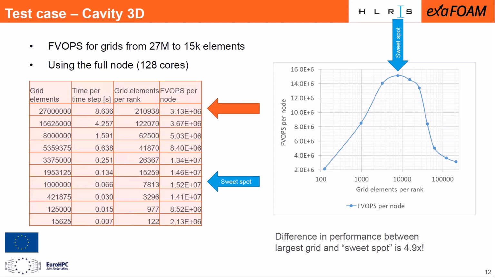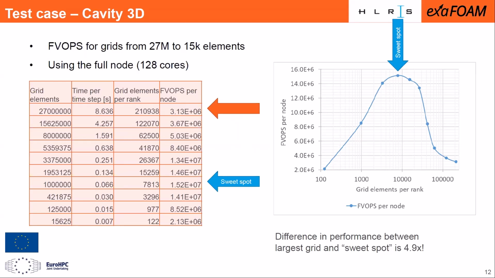Okay, so maybe then I will show VOPS, this performance metric, for grids ranging from 27 million elements down to 15,000 elements, using the full node. And what we see is that when I have a very large grid, I'm completely memory bound. The performance of the system is limited by the memory access that I can get. And then when I start decreasing the grid size, this large L3 cache comes into play.